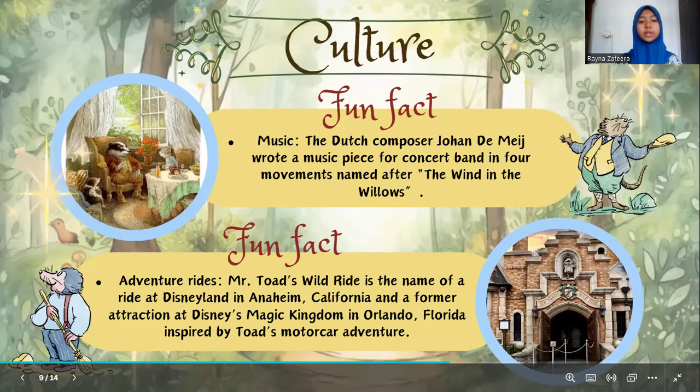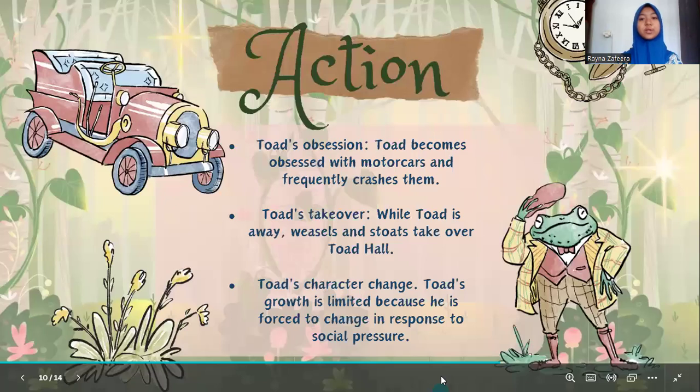Next is adventure rides. Mr. Toad's Wild Ride is the name of a ride at Disneyland in Anaheim, California, and a former attraction at Disney's Magic Kingdom in Orlando, Florida, inspired by Toad's motorcar adventure. Now let's move on to the action.